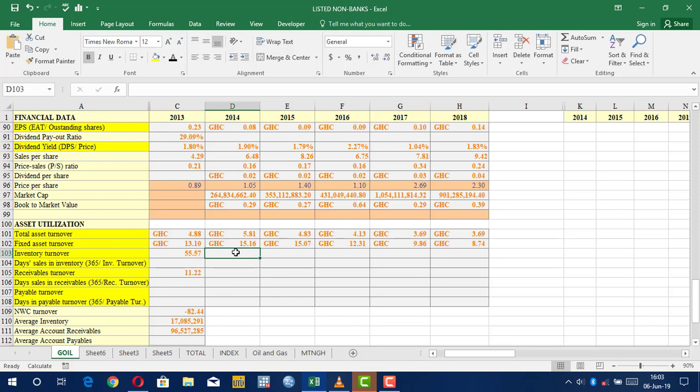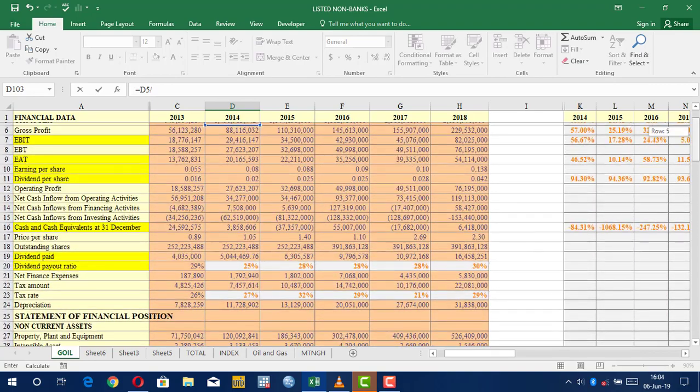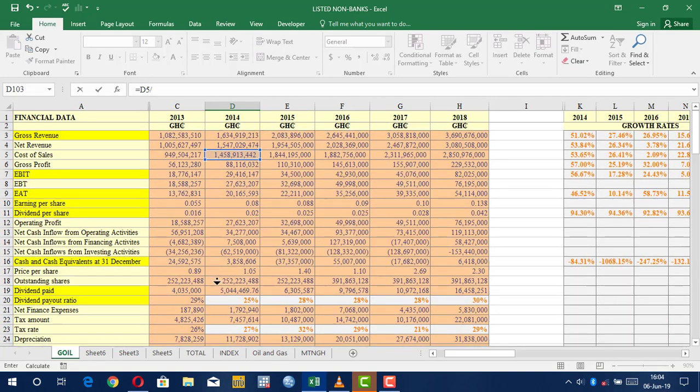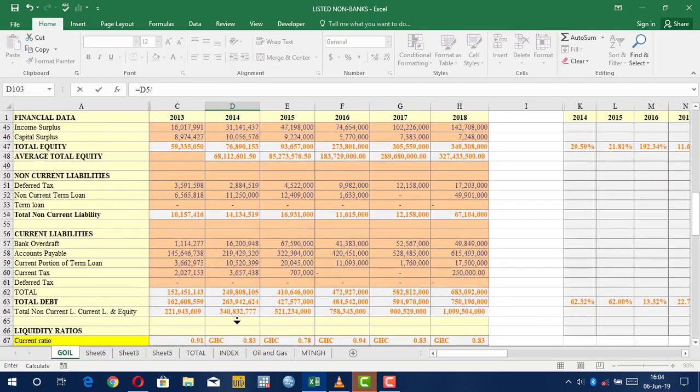All right, so now let's look at what inventory turnover means. Inventory turnover simply refers to the number of times the company buys and sells in a year. Let's look at how you compute that. Inventory turnover is equal to your cost of sales, also known as COGS or cost of goods sold, divided by the average inventory.